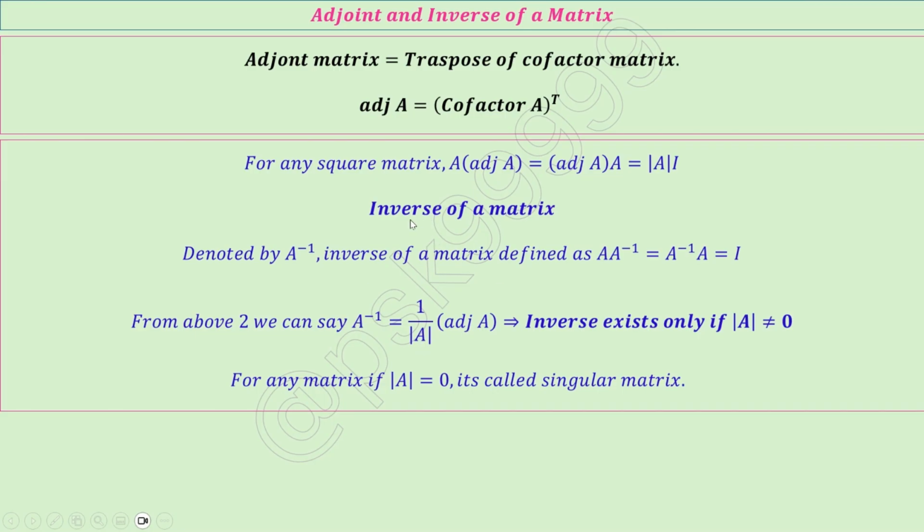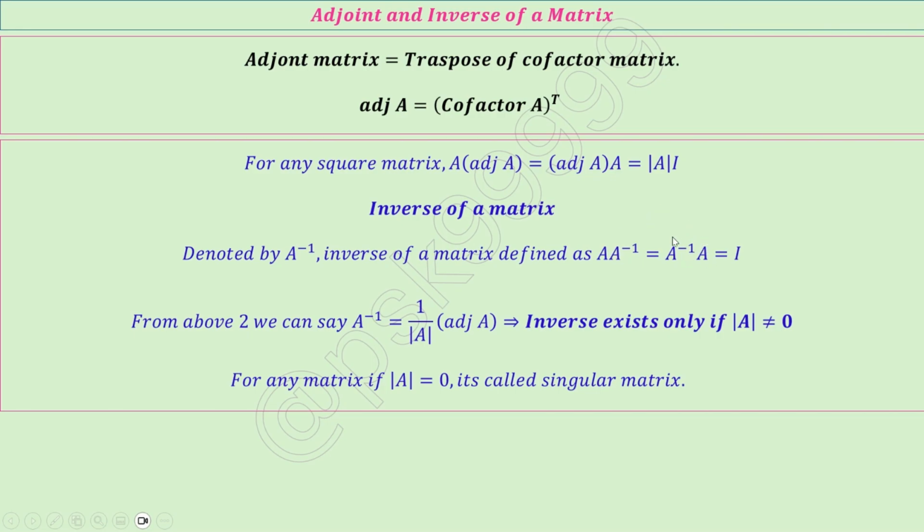Before coming here, inverse of a matrix: what is inverse? Inverse is denoted by A to the power of -1. We call it A inverse. Inverse of a matrix is defined as A into A inverse, which is equal to A inverse into A. Both should be true. This is very important.